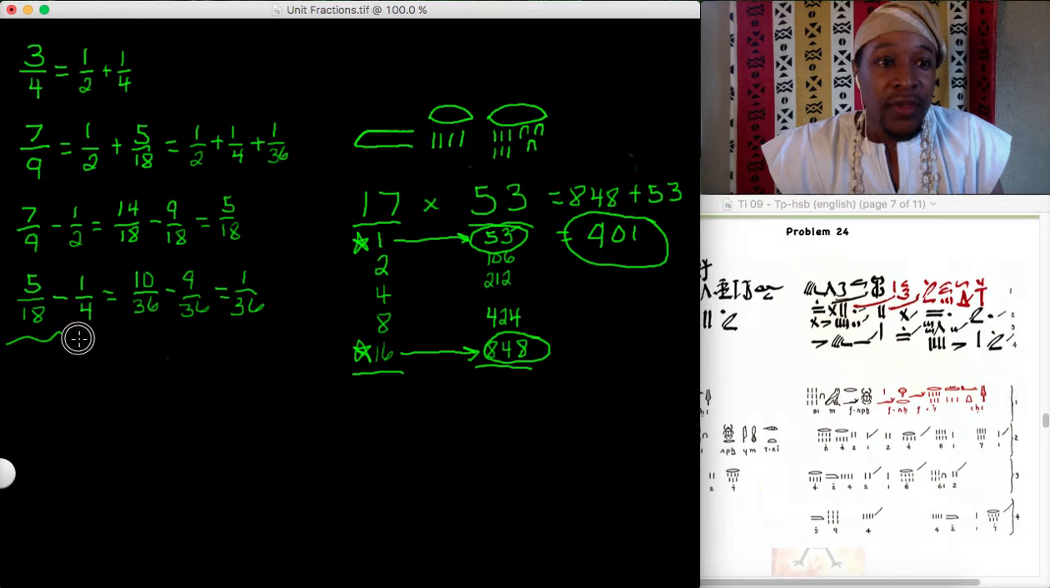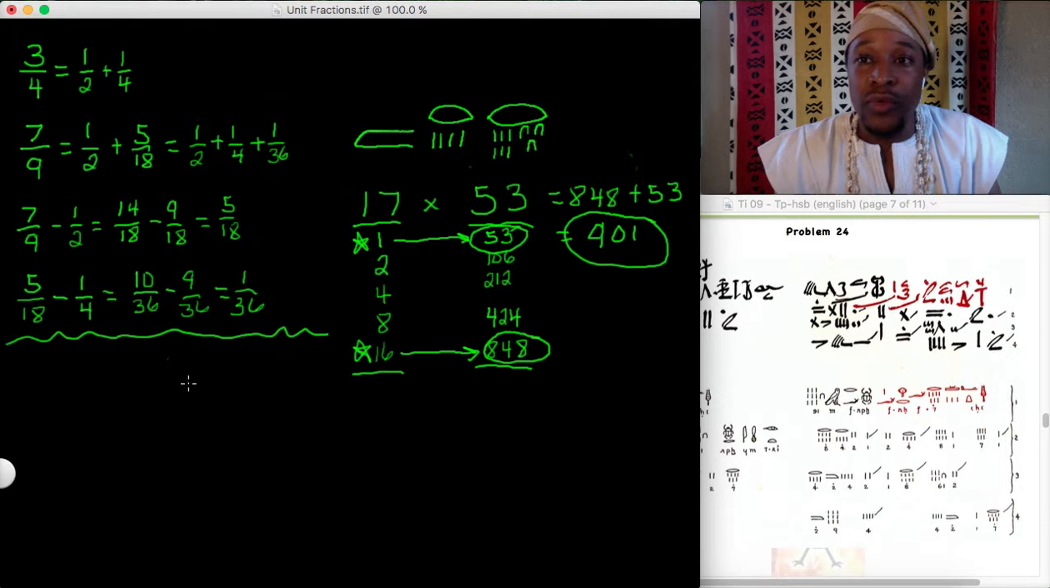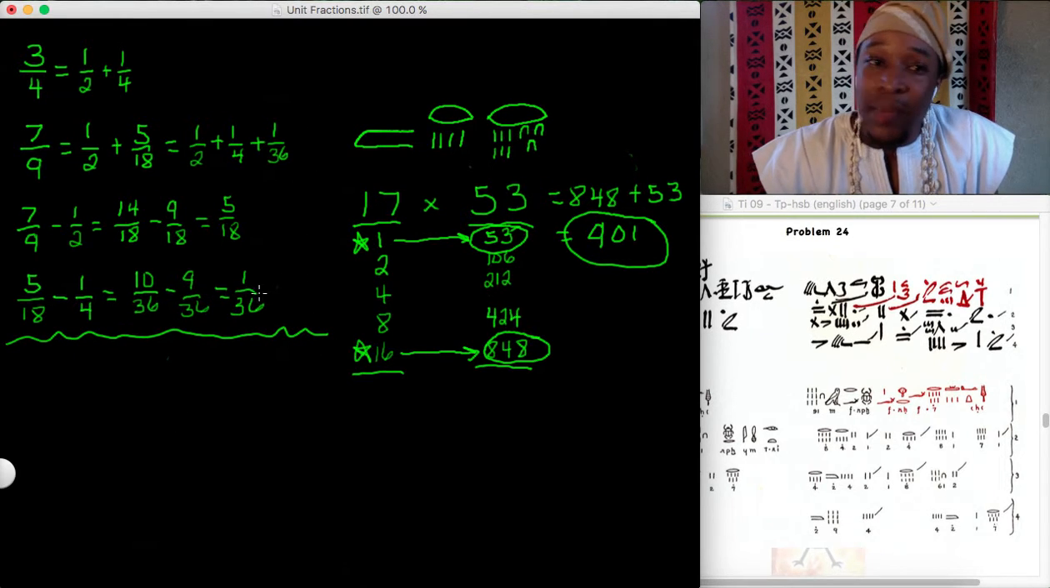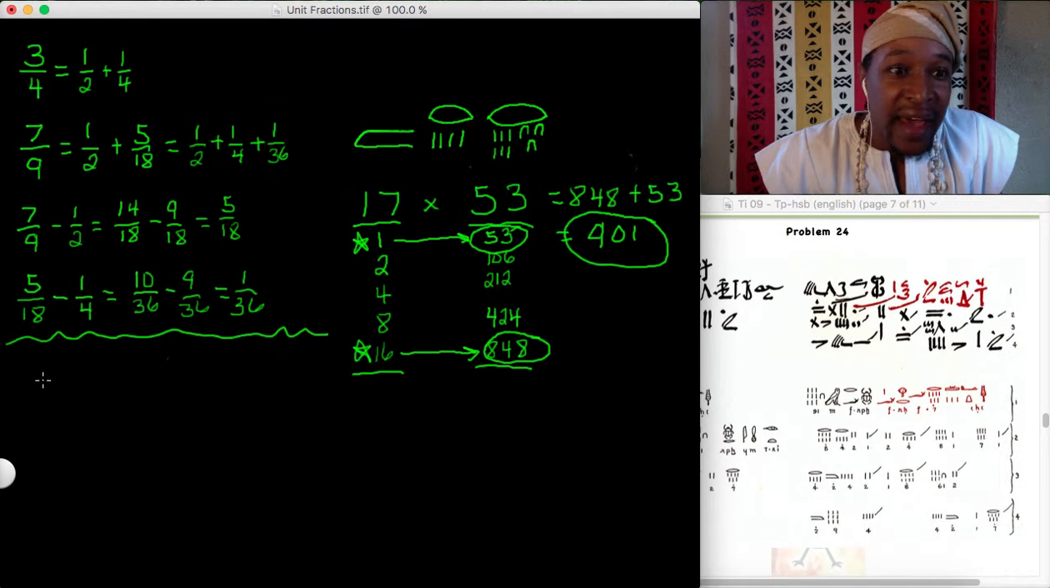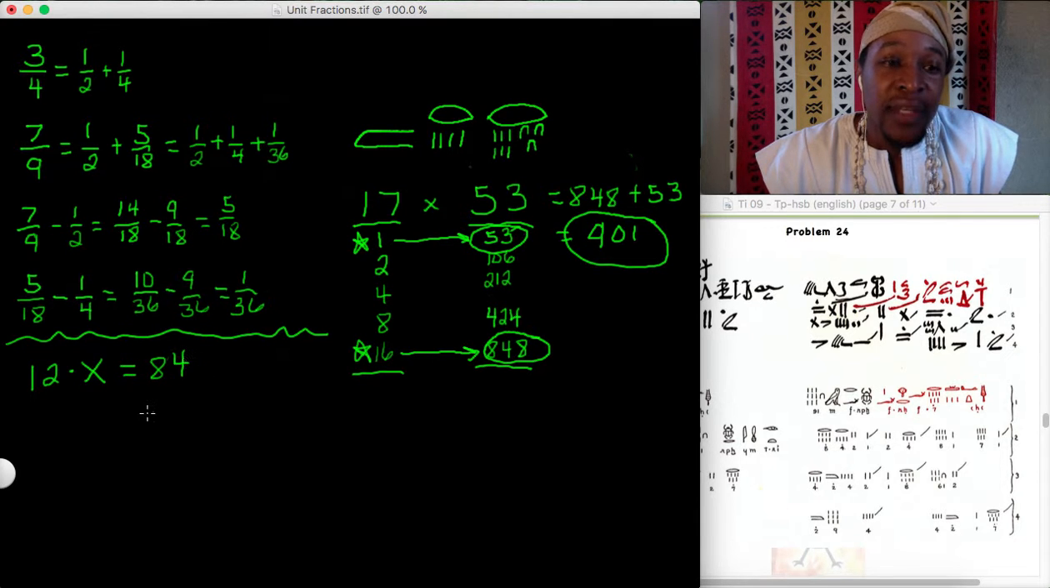We can also use this same method to solve simple one-step equations. So for example, let's say we have 12 times some unknown number is equal to 84. And we want to find out what that unknown number x is. So we're going to set this up, but this time our column in the left is going to be our unknown number, which is x, and the column in the right will be 12, and we know that it has to equal 84.